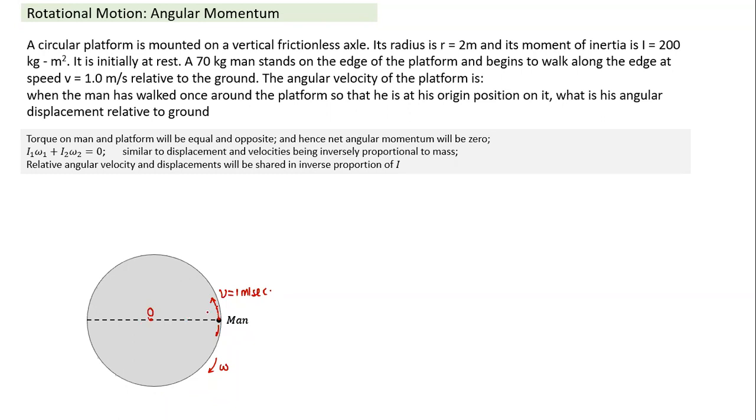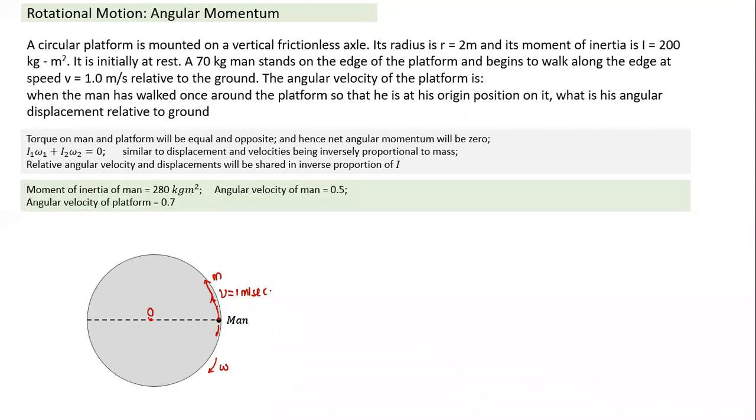How would I calculate the angular momentum of the man? I'll calculate it as a particle. The man is moving with velocity v, and the mass is m. The angular momentum of the man is equal to mv into the perpendicular distance r, so R into mv. And what will be the angular momentum of the disk, or platform? It will be equal to I omega. And these two have to be equal and opposite. By equating these two, I can find the angular velocity of the disk.